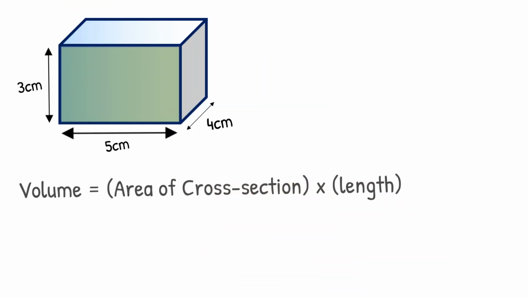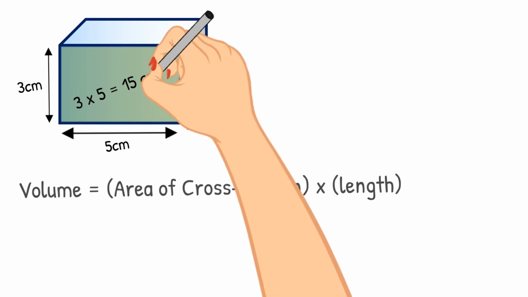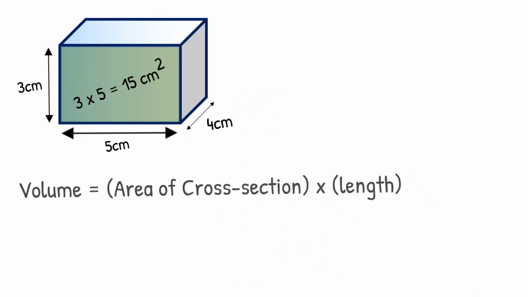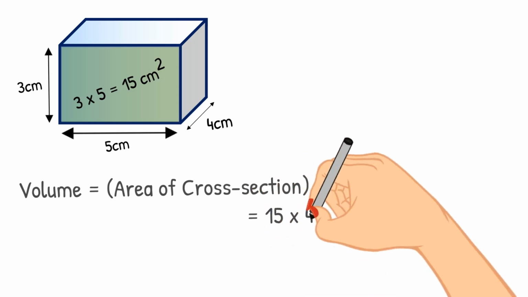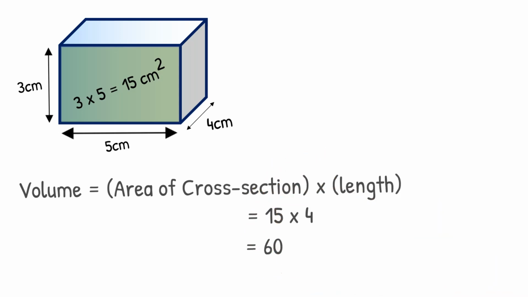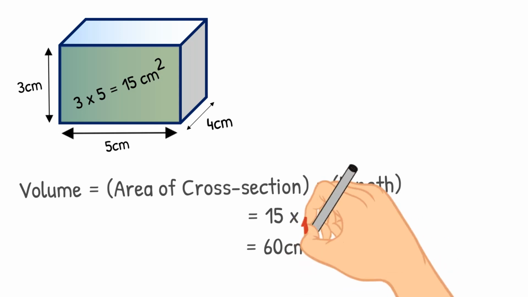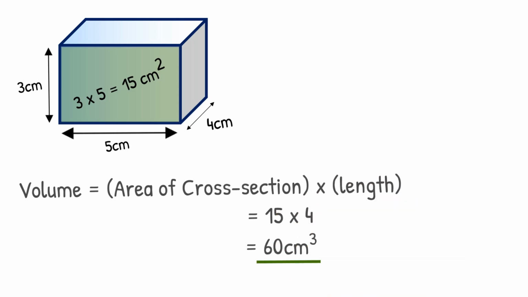Now, the area of that is going to be base times height, 3 times 5, which is 15 centimeters squared. That's my cross-section, and now I times it by my length, which is 4. 15 times 4 is 60, and my units is in centimeters, so centimeters cubed for volume because it is 3-dimensional.